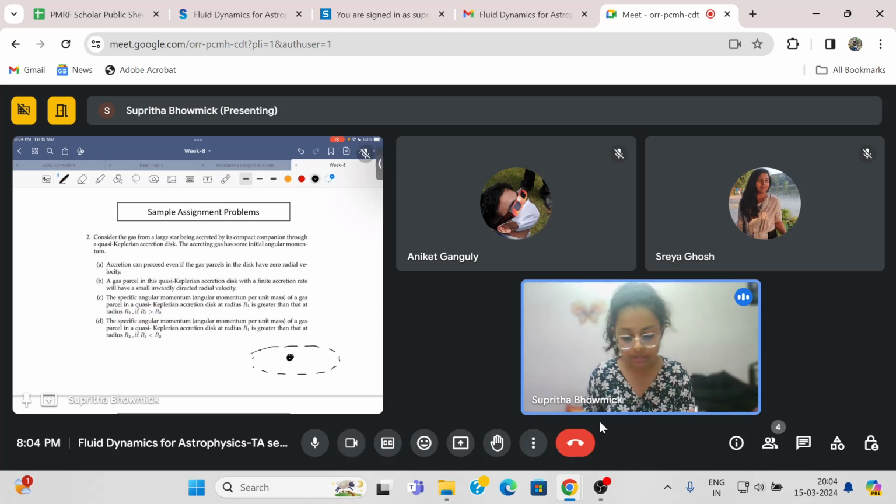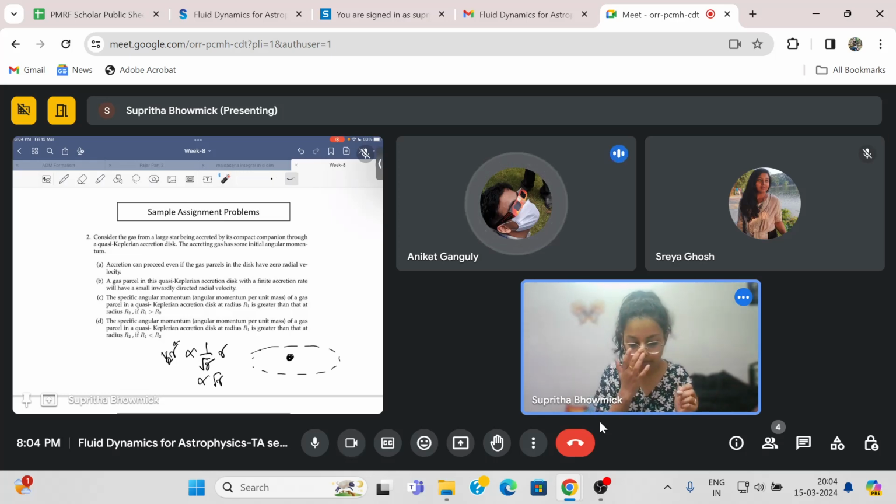To remind you, what is the specific angular momentum? Angular momentum is like rho v r. Specific angular momentum means per unit density, so you get rid of this rho. What is this v r? This is actually v theta r. And if you remember, v theta went as 1 by root r, and you also have an r from here. So this goes as root r. So now can we answer this? I think D should be correct.